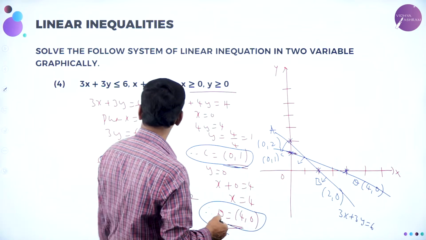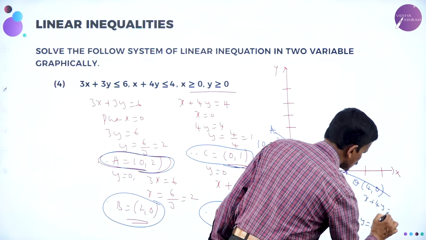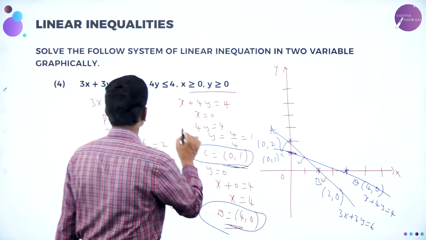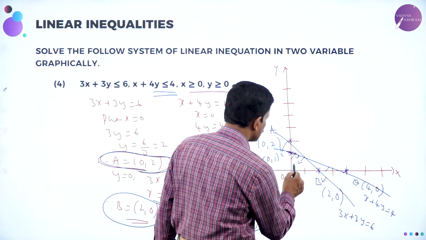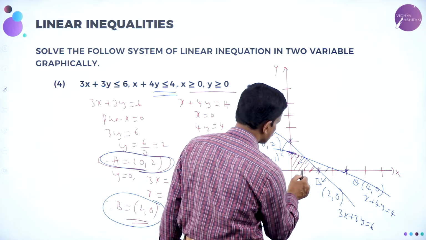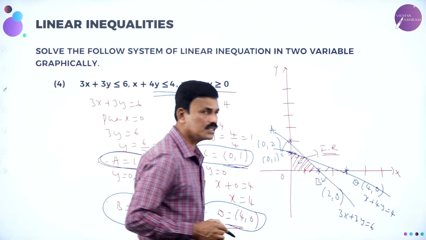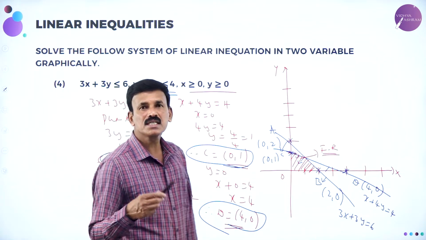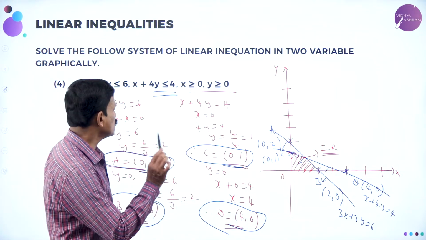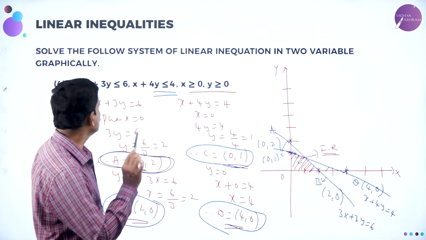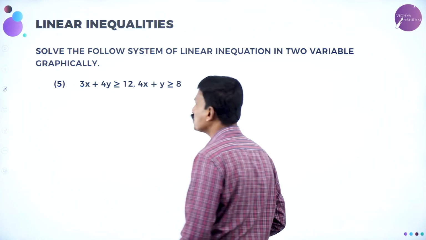What is this line? x plus 4y is equal to 4. Now, since this is also less than or equal to, the feasible region is towards the downward side. This is the feasible region, that is the solution set. Now, the shaded region is the feasible region, which is the intersection of the solution set. So, this is how we are going to solve this linear inequality. Now, let us take one more problem. Now, let us come to this problem. Solve graphically.